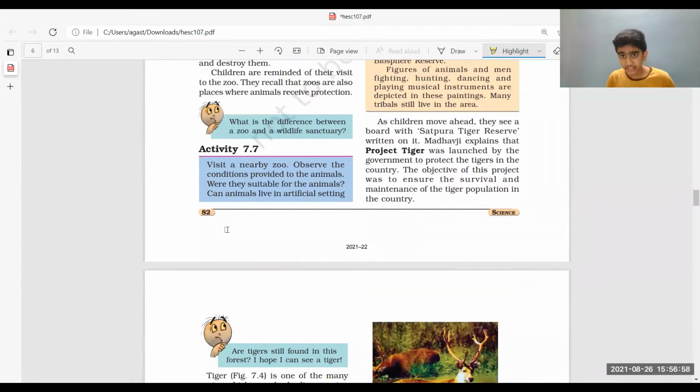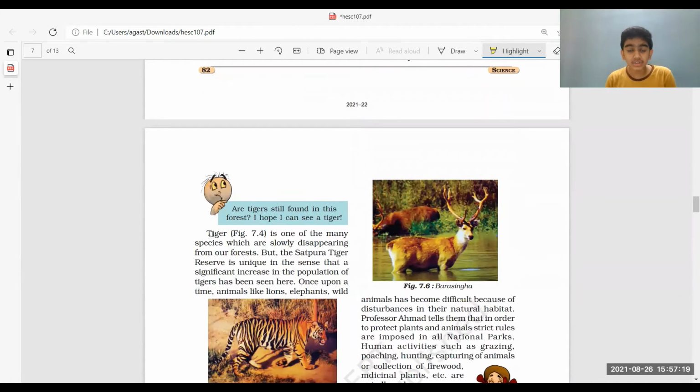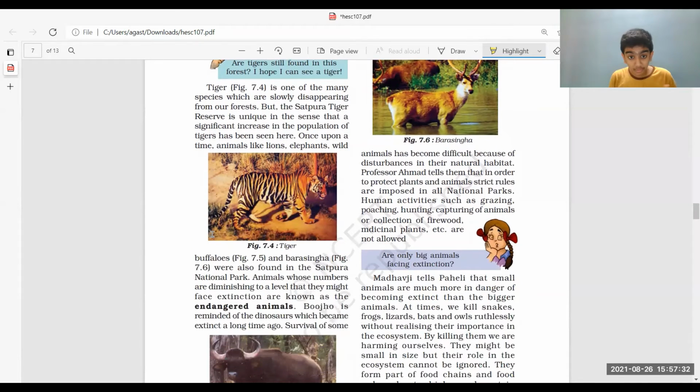Now, Project Tiger. Project Tiger was started in 1973, I think on 1st April 1973. Its aim is simple. It ensures the survival and maintenance of the tiger population in the country. Nothing but conservation of tigers again, because the tiger is one of the species which is slowly disappearing. First it was available everywhere, then it became an endemic species. Now it is an endangered species. Why? Because of our own activities which are causing that.